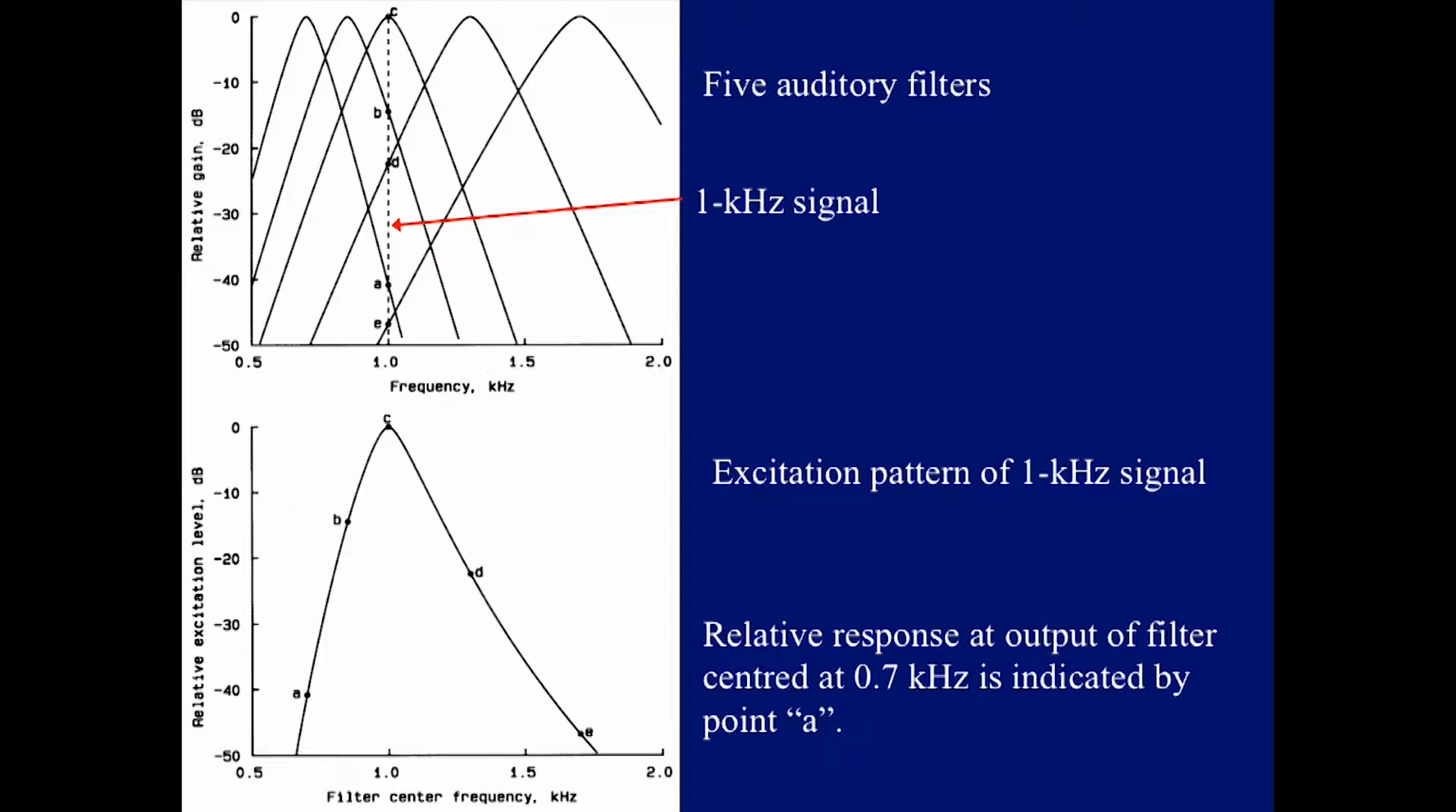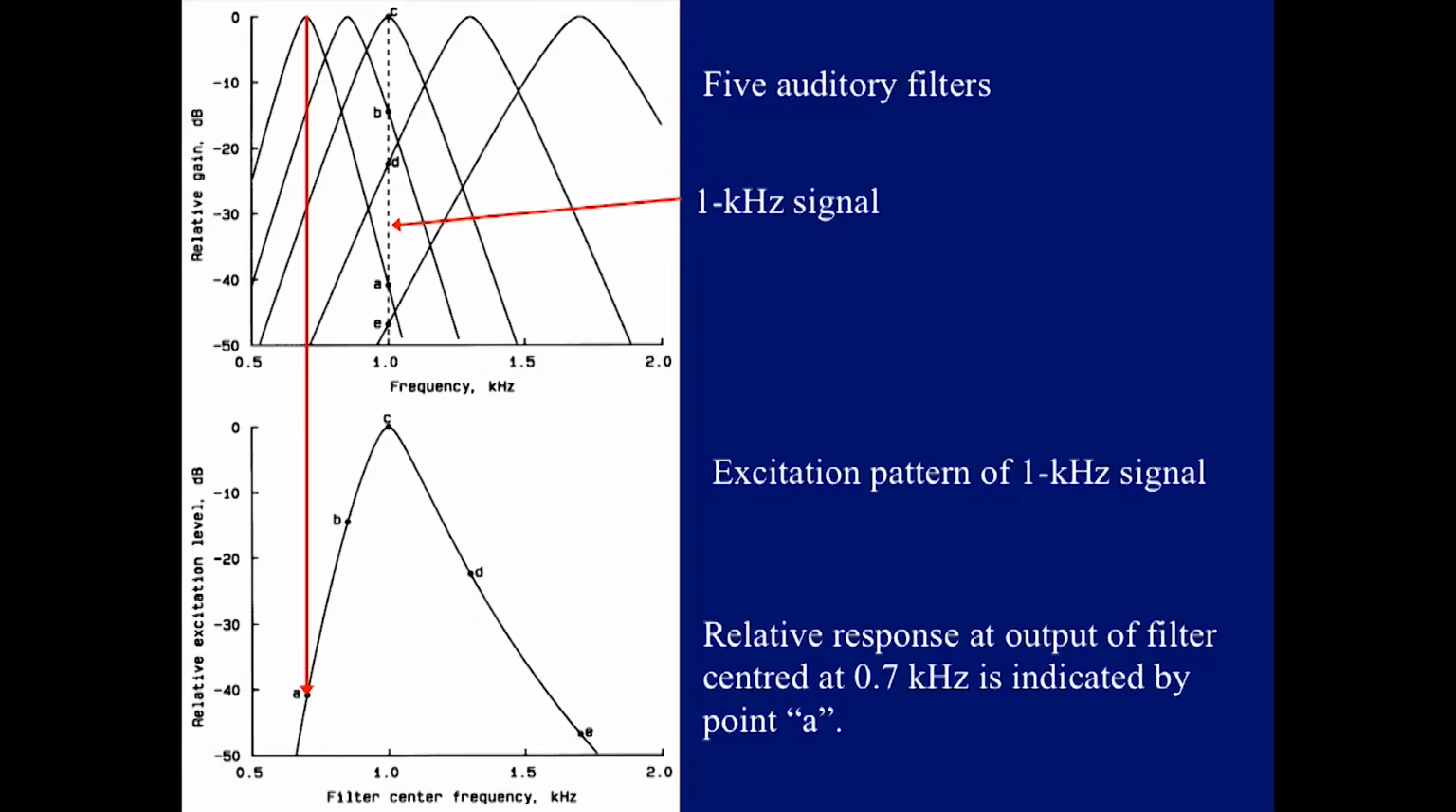So if we take this lowest filter, its center frequency is about 0.7 kilohertz, and its relative response to the signal is given by this point A here, which is about minus 41 dB. So that gives us 1 point on the excitation pattern. And if we repeat that for each filter in turn, then we map out these points B, C, D, and E. So this top filter, which is centered at about 1.7 kilohertz, has the relative response E, and that gives us this point here on the excitation pattern.